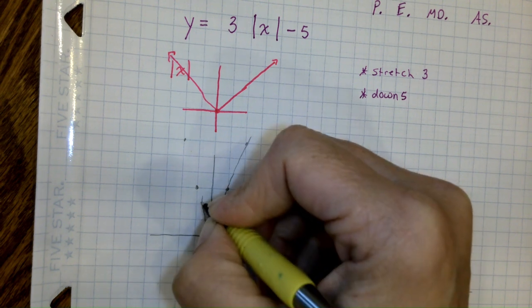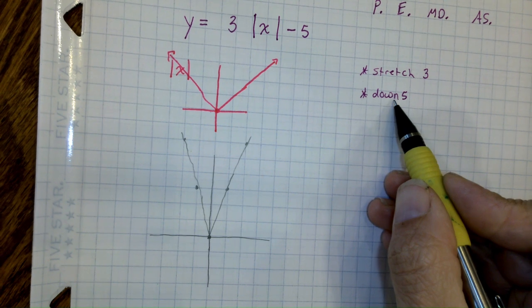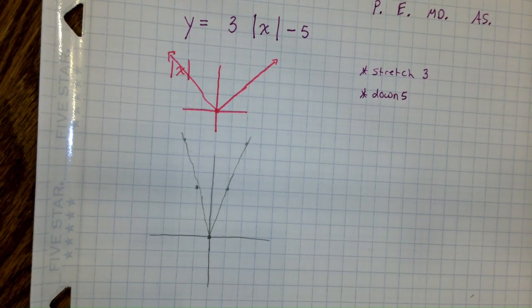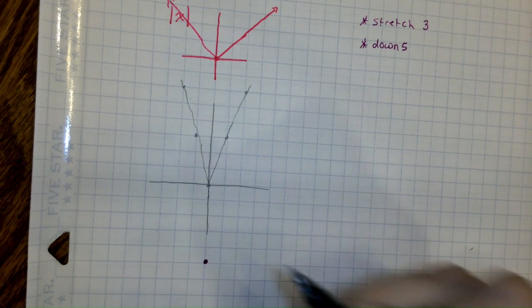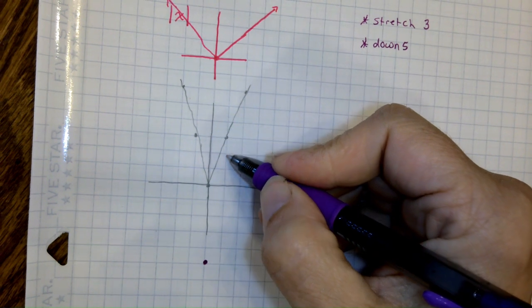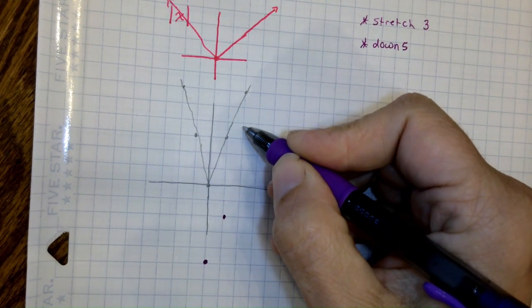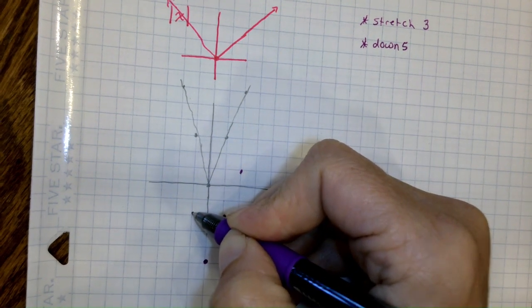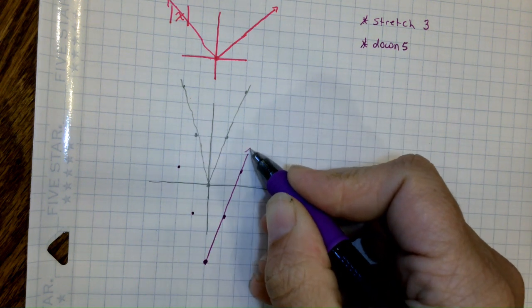Okay, so I took care of the stretching. But now we need to move it down 5. So 0, 0 moved down 5 is right there. Take this point, 1, 2, 3, 4, 5, and this point, 1, 2, 3, 4, 5, and it was symmetrical, so I'm going to use that to help my counting, and we can call it good.